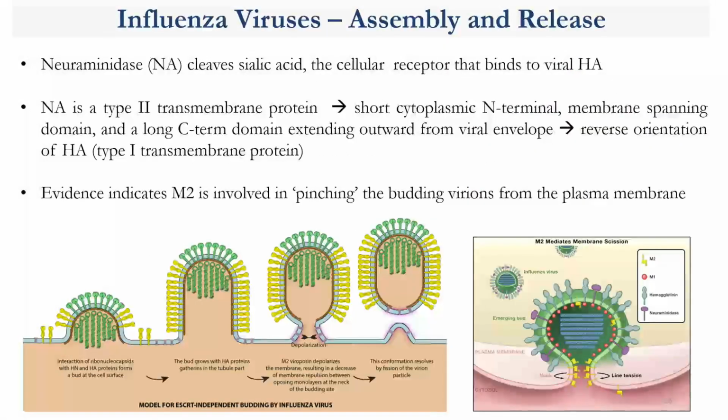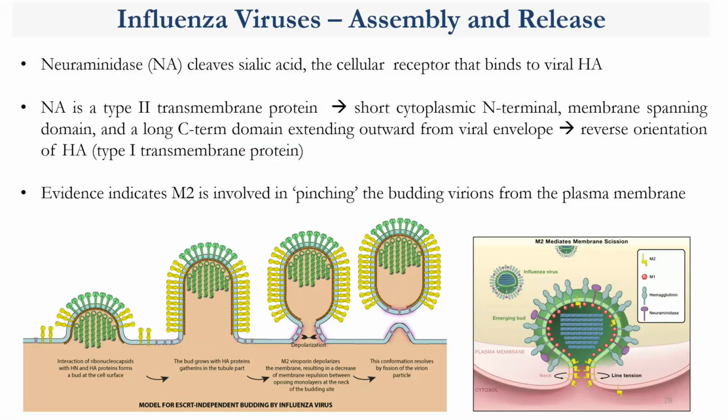Now, just to add on, your neuraminidase cleaves sialic acid, which is the cellular receptor that binds to the viral HA protein, okay? Neuraminidase is a type 2 transmembrane protein, has a short cytoplasmic N-terminal, whereas you have a long C-terminal domain that extends outwards. So this is type 2, the reverse of what we saw for type 1. So the orientation is flipped, okay?